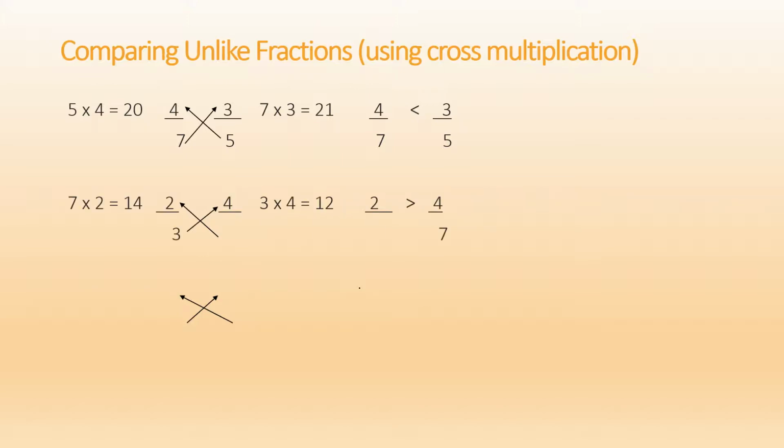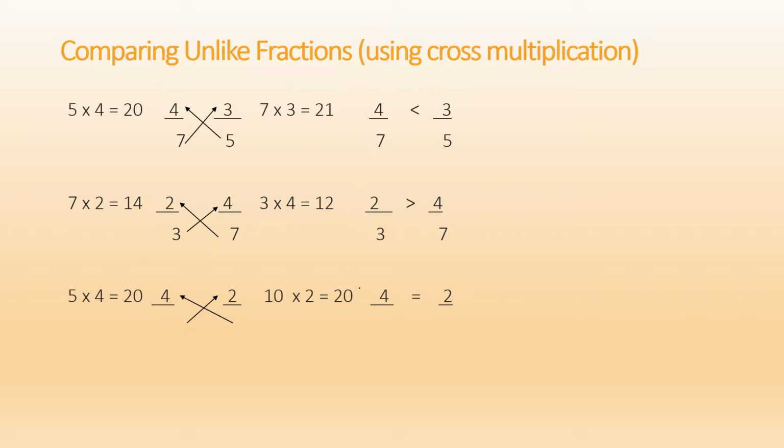See other example, 2 upon 3 and 4 upon 7. In this, the numerator 2 is multiplied with the denominator of the second fraction, that is 7. So 7 twos are 14. And the denominator of the first fraction, 3, will be multiplied with the numerator of the second fraction, that is 4. So 3 fours are 12. Now 14 is bigger than 12. That's why 2 upon 3 is bigger than 4 upon 7.